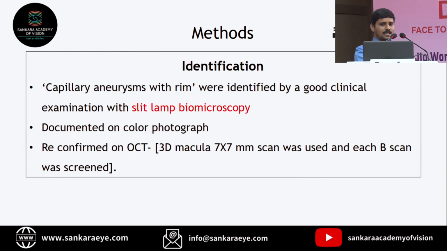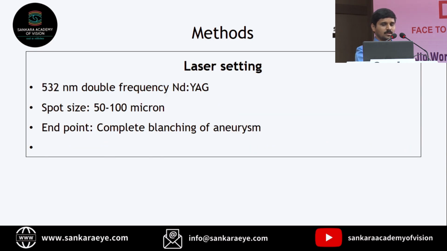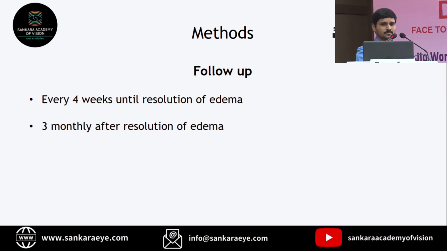Capillary aneurysms with TRIM were identified by a good clinical examination with slit lamp biomicroscopy. It was documented on color fundus photograph and reconfirmed on optical coherence tomography. A 532 nanometer double frequency Nd:YAG laser was used. The spot size varied from 50 to 100 micron based on the size of the aneurysm. The endpoint was the complete blanching of the aneurysm.